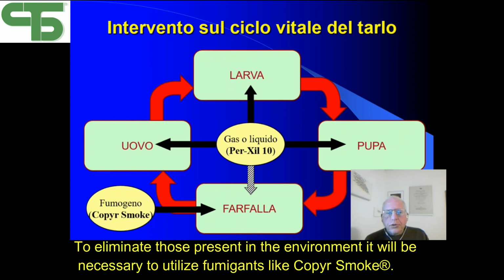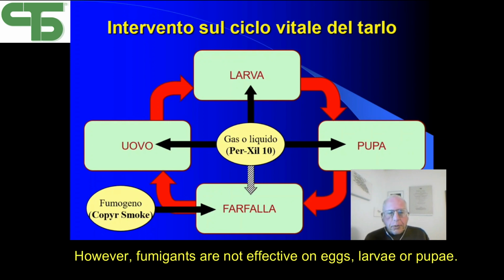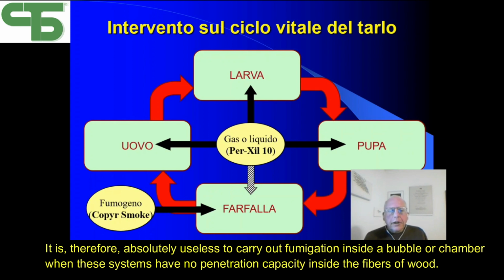To eliminate those present in the environment, it will be necessary to utilize fumigants like copper smoke. However, fumigants are not effective on eggs, larvae or pupae. It is therefore absolutely useless to carry out fumigation inside a bubble or a chamber when this system has no penetration capacity inside the fibers of wood.